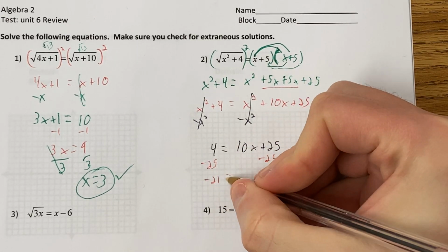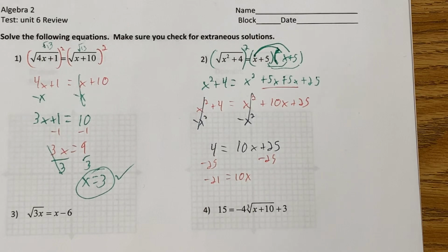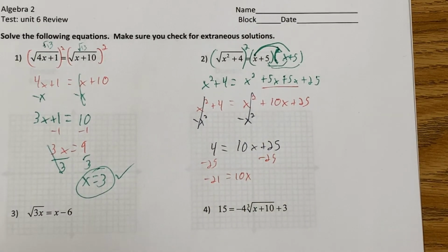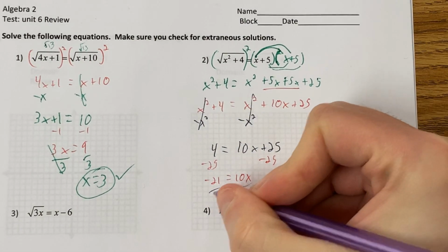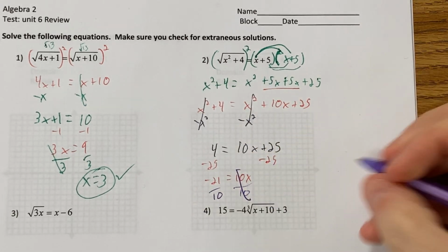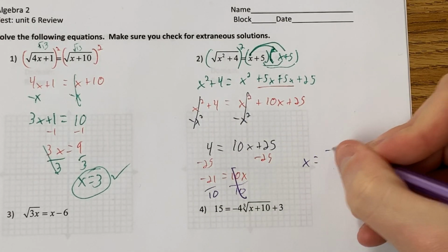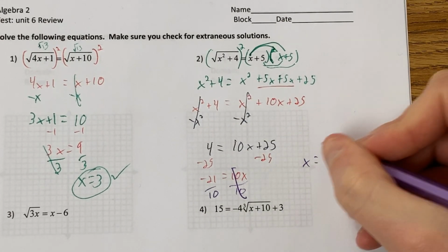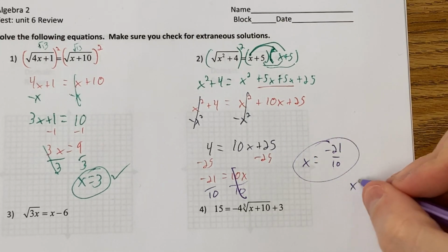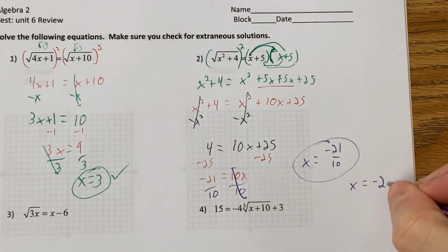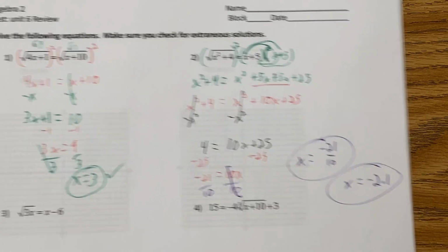Negative 21 equals 10x. And we'll divide by 10. So x equals, you can either write negative 21 over 10 as a fraction, or if you put it in a calculator, it'd say negative 2.1. Either of those I would accept.